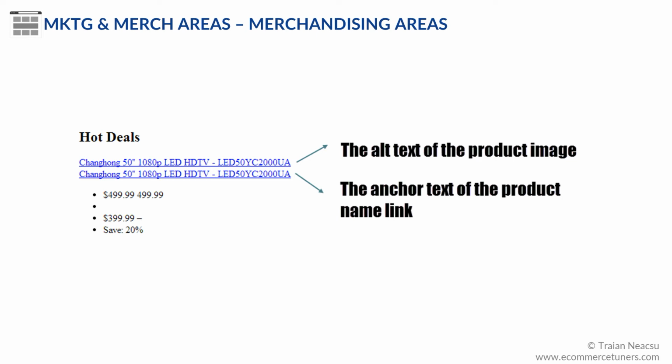On product listing pages, the product image thumbnails and the product names need to be optimized to send one consolidated signal. This means that the image alt text and the anchor text of the product should be one and the same, or slightly different.